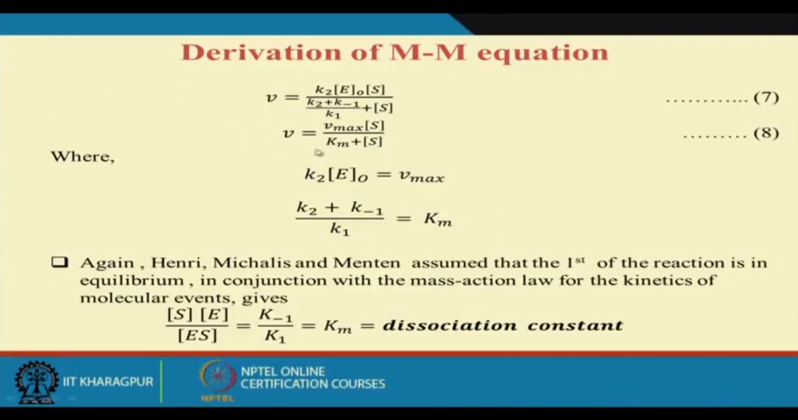And finally, we can write this equation in this format: V equals Vmax S by Km plus S, which is nothing but the Michaelis-Menten equation. But it is possible when K2 into E0 equals Vmax and (K2 plus K-1) by K1 equals Km. So this is constant and this is also constant. E0 is constant, K2 is also constant.